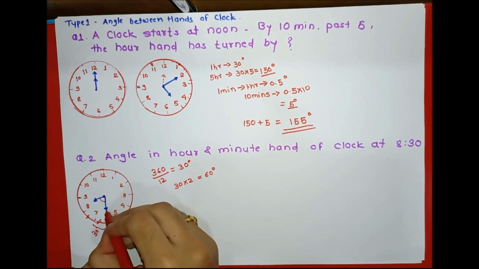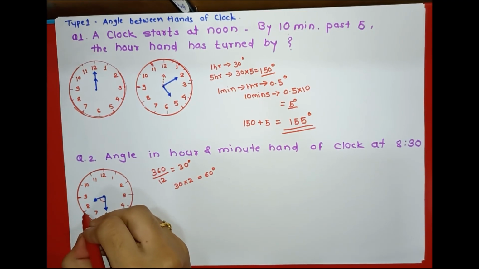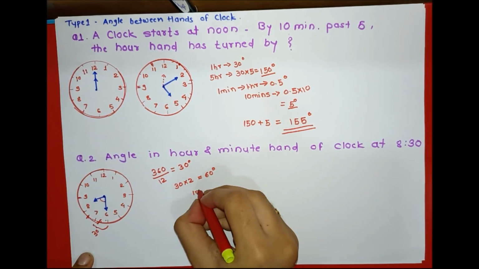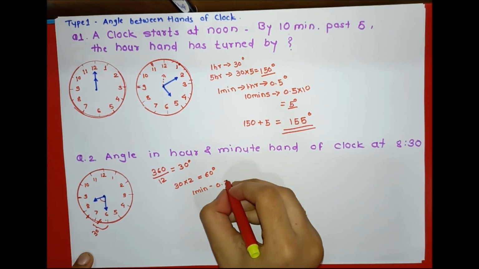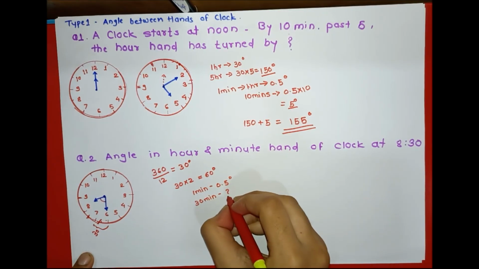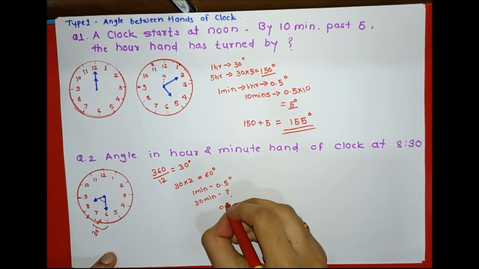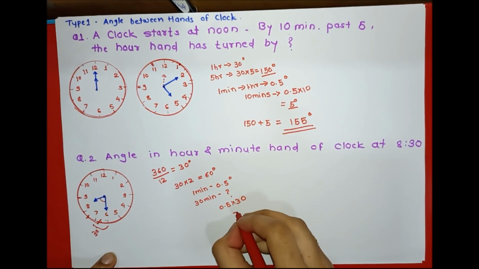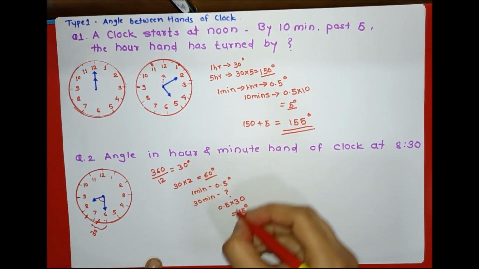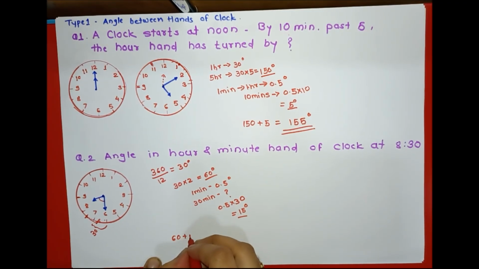So when the minute hand reaches 30 minutes, your hour hand must go slightly ahead of 8. So in 1 minute the hour hand goes 0.5 degree. So in 30 minutes, how many degrees will it shift? It will be 0.5 into 30, which gives you 15 degrees. So add both of these, we get 60 plus 15, which is 75 degrees.